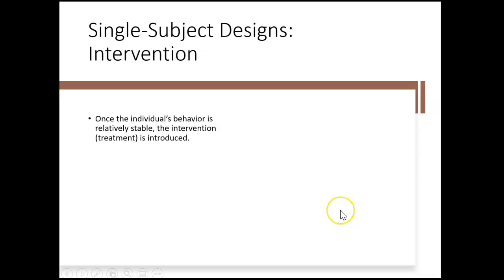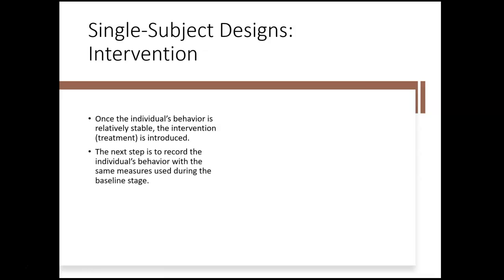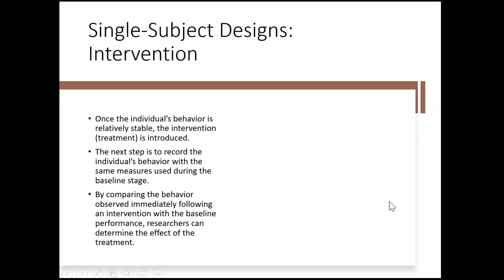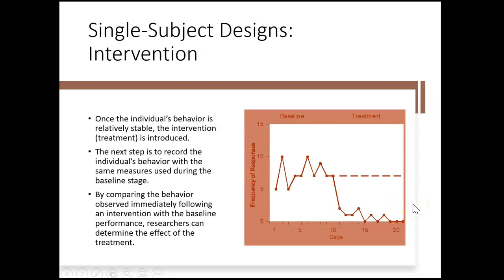So at the intervention stage, once you have a stable picture of the baseline data, so you can't just take one baseline measure. You have to measure across a series of time after a period of pre-selected time. Then you introduce the intervention, and you record the individual's behaviors in exactly the same way that you did during the baseline stage. Then you can compare the behaviors emitted during the intervention with the baseline level of performance and determine whether or not the treatment or the independent variable was effective.